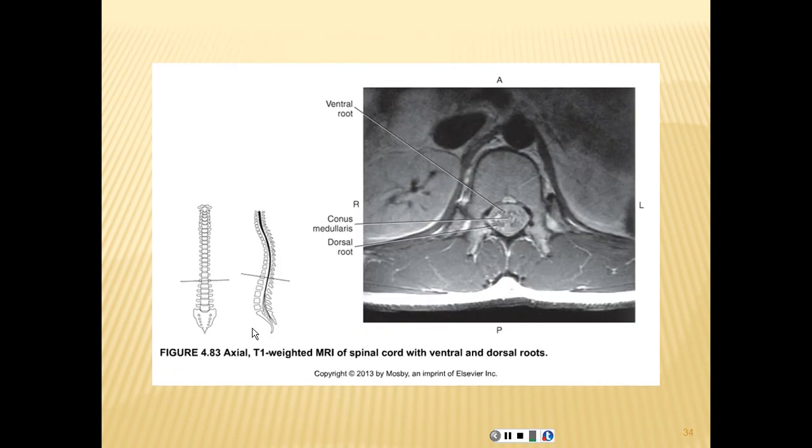T1 weighted MRI of the spinal cord with ventral and dorsal roots. The ventral root is just the anterior portion of the cord. The dorsal root is the posterior portion of the cord. So just be familiar with all the anatomy. There are only three things to learn here: the ventral root, the conus medullaris, and the dorsal root.